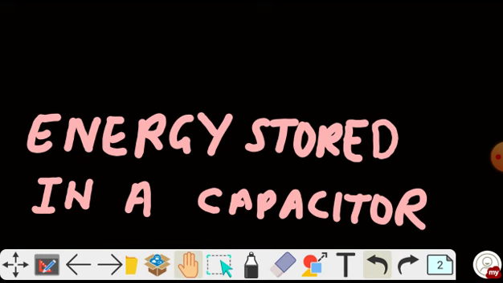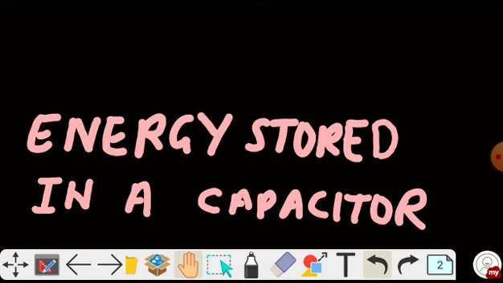So in today's video, we are going to discuss the energy stored in a capacitor. Our ultimate aim from the initial classes is that a capacitor is a device which stores energy. So the whole thing is about energy. This is a very important discussion because now we have finally reached the energy discussion.